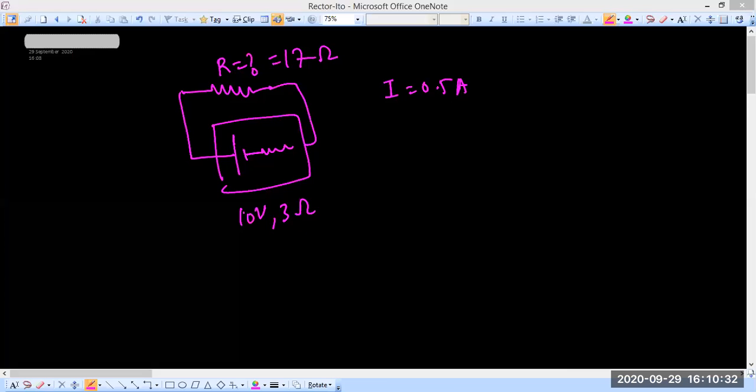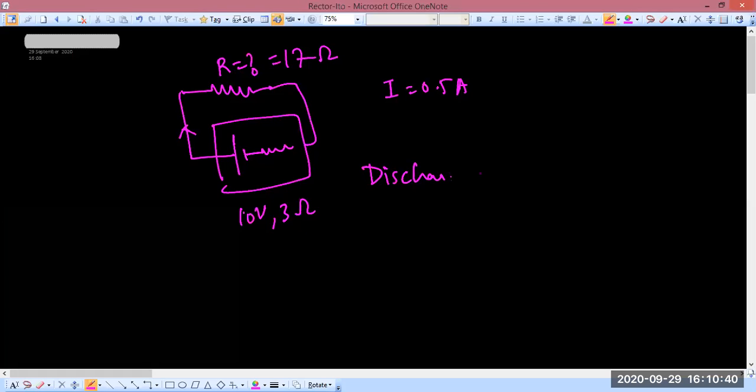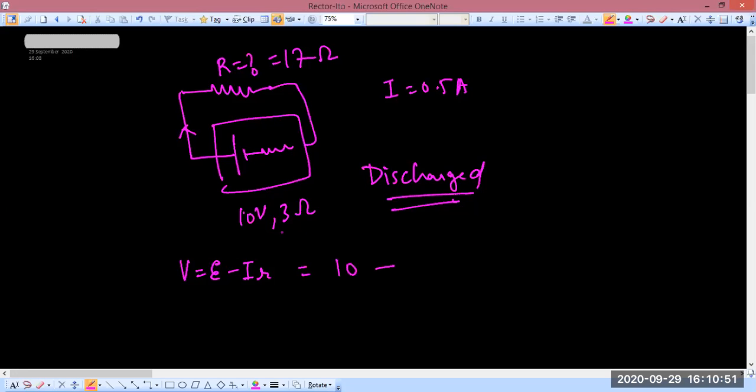Okay, yes, so then what is there to think about? See, this battery is driving the current, right? So this battery is definitely getting discharged. I hope you have understood that, right? So then we have to do V equal to epsilon minus Ir. So epsilon is 10 minus I, current is 0.5. All right, and small r is 3. I hope that is clear.